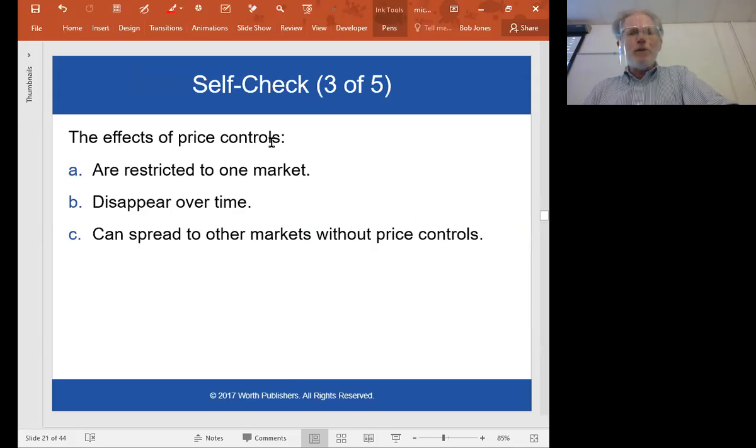All right, effects of price controls are restricted to one market, disappear over time, or can spread to other markets without price controls. That's the right answer. C. They will spread to other markets that don't have controls.